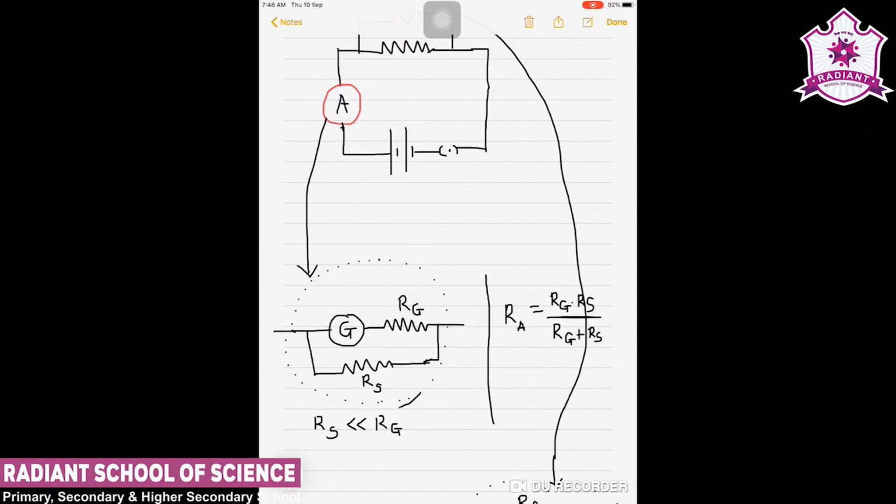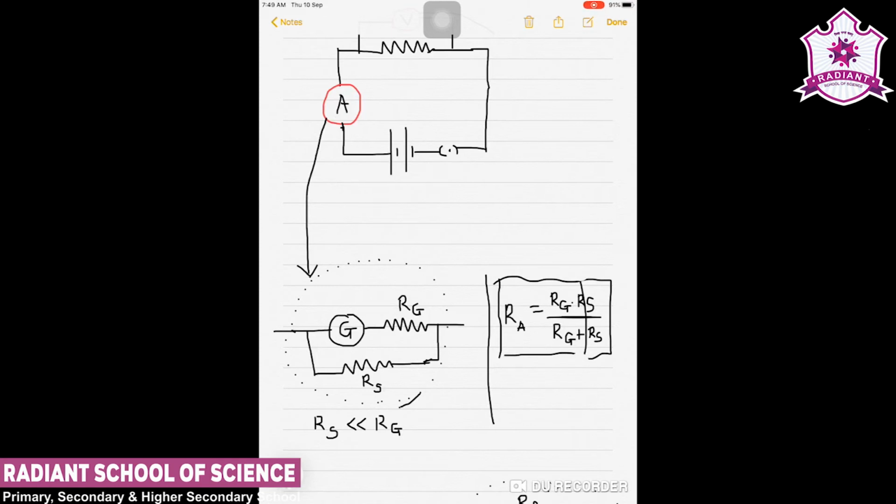Rs. So here the actual resistance will be very small, because Rs is small and it comes in the numerator, so the actual value becomes very small. This can be solved by using this formula. So we can use this formula and solve the problem that we have encountered, and we can convert that galvanometer into the ammeter.